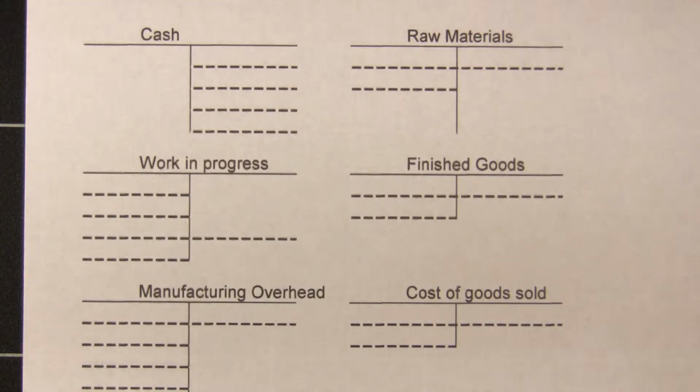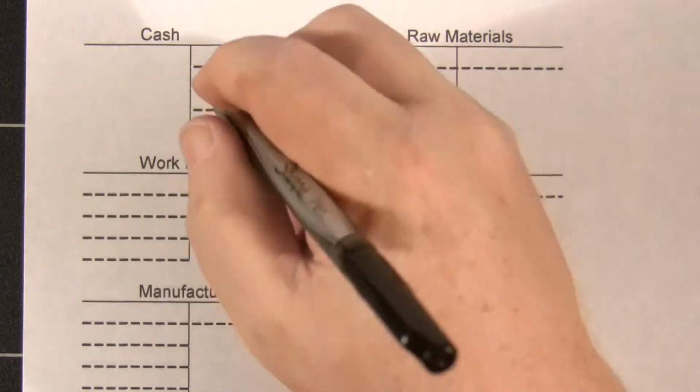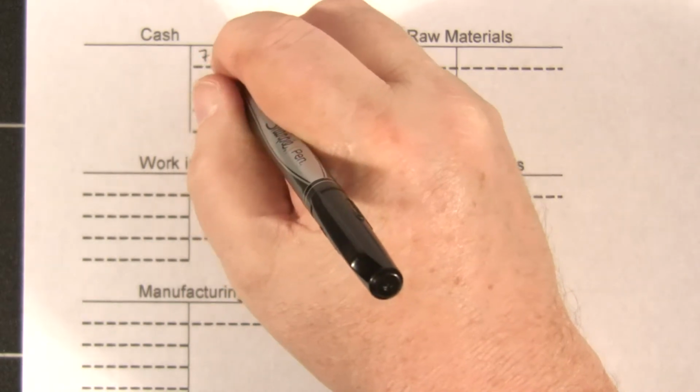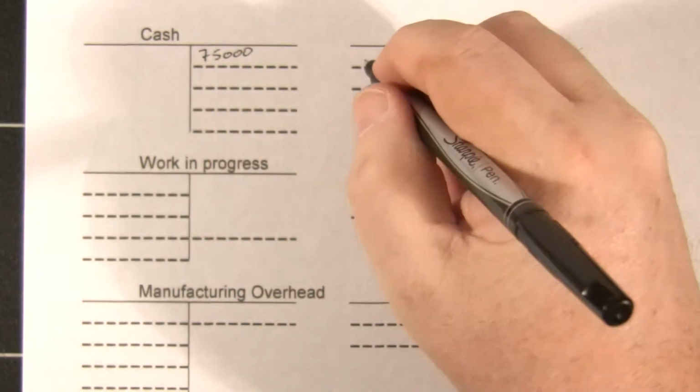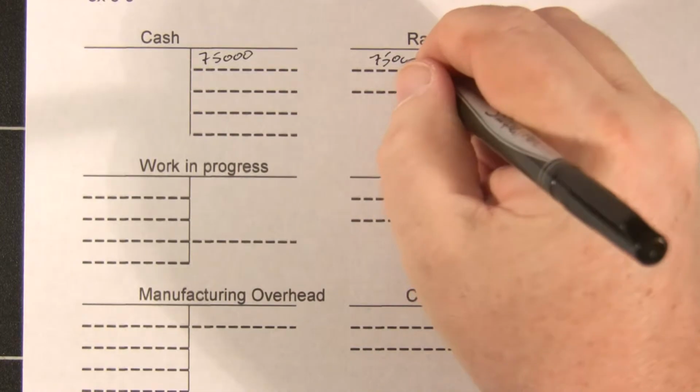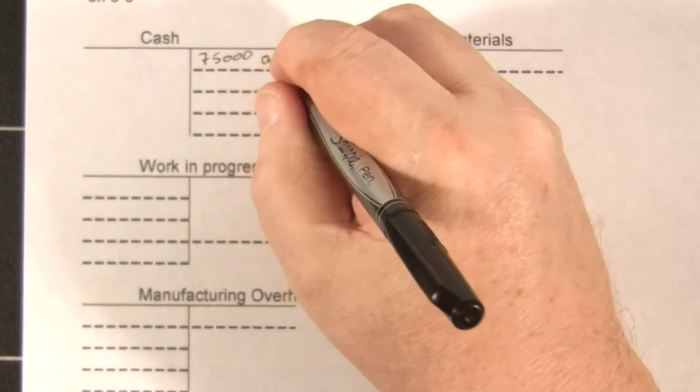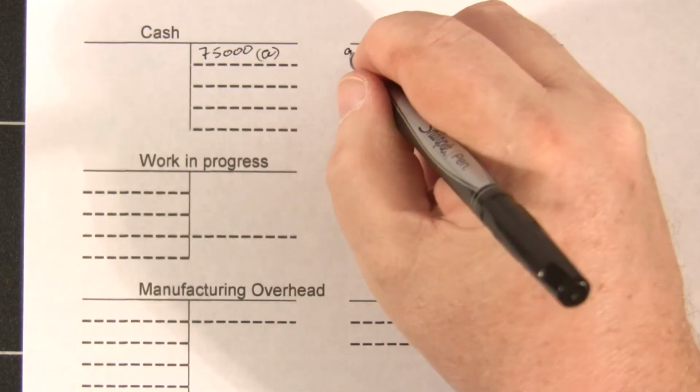So we bought $75,000 of raw materials for cash. So we're going to credit cash, $75,000, debit raw materials, $75,000.